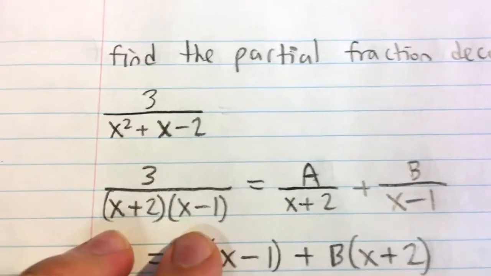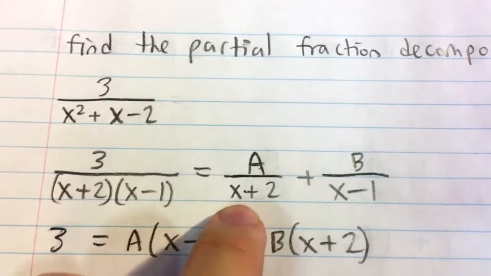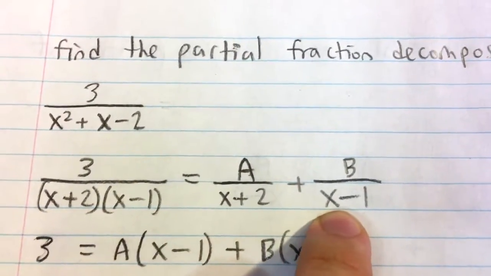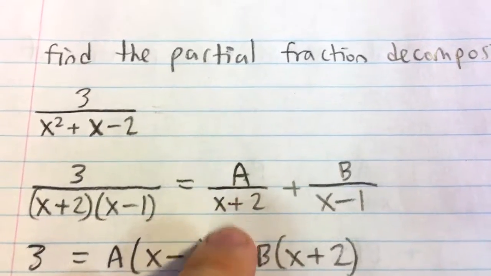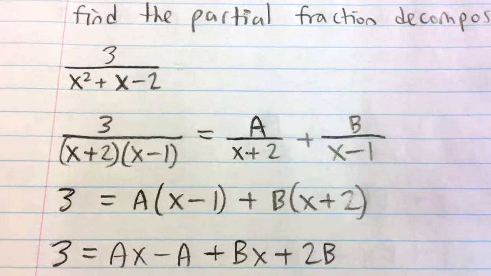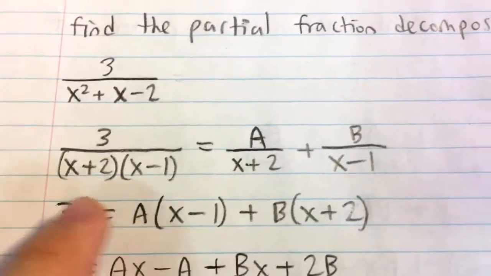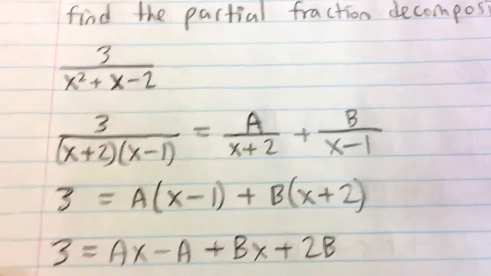I have two linear factors, so I can now split up this fraction into A over x plus 2 plus B over x minus 1. And I have two different constants in the numerators because these two are linear factors. Next, I'm going to try to solve for A and B by multiplying both sides of the equation by this entire denominator on the left.